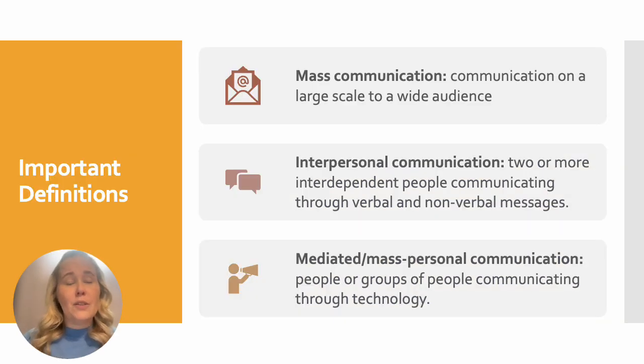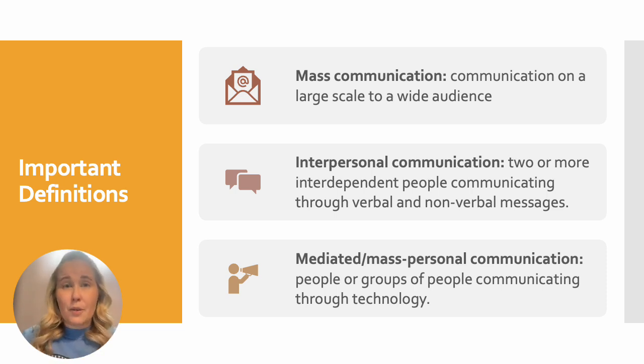So let's start with some important definitions for this lecture. First, mass communication. This is a generic definition. We'll get into deeper definitions of what mass comm is, but for our purposes this lecture, this is ultimately communication that happens on a large scale to a wide audience. When we talk about mass communication, it's right there in the name. It's communication to the masses. So we're talking about our messaging going out to a large group of people.